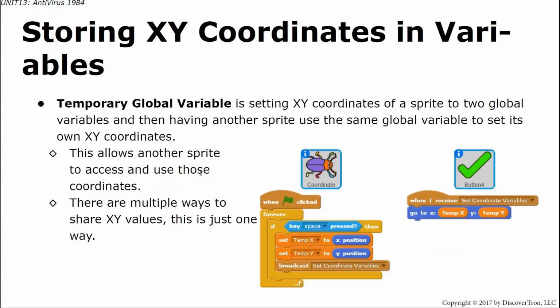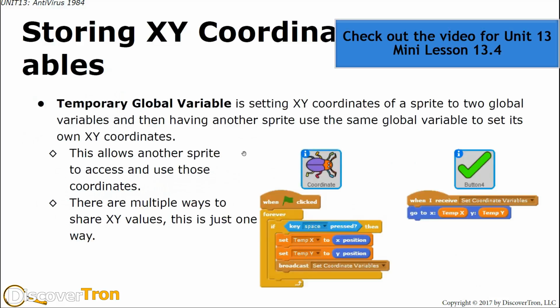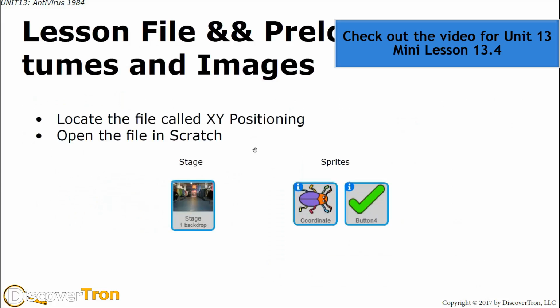Then we can use that information to pass it along to other sprites and have, in this sample, that other sprite set its XY coordinates to the same XY coordinates as the little beetle sprite here. Okay, and there you have it. For this one, you'll have the stage, which has nothing on it, then we have the coordinate sprite, which will have the majority of the programming, and the button 4, which will go to the XY coordinates.